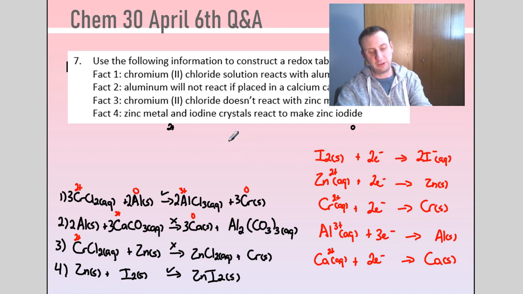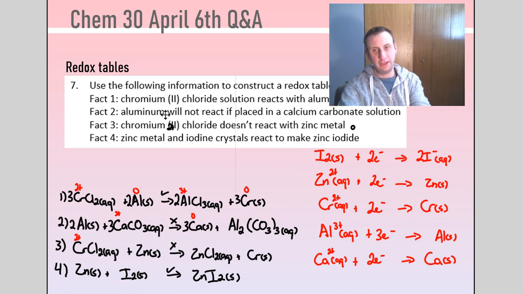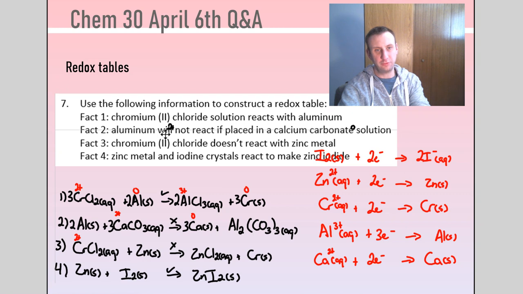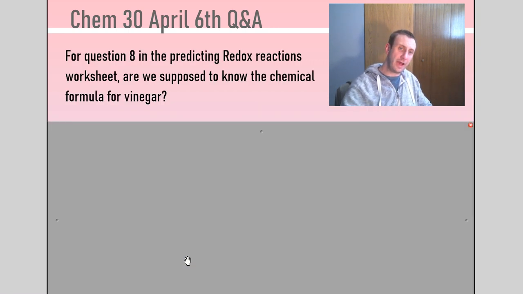Now what I can do is actually go back to my question here and just make sure, does everything match with what it should? So chromium 2 chloride reacts with aluminum. Chromium 2, aluminum. It's downhill. It's spontaneous. Aluminum will not react if placed in calcium carbonate. Aluminum, calcium ion, it's uphill. That's non-spontaneous. Chromium 2 chloride doesn't react with zinc. That is uphill. That's non-spontaneous. And zinc metal and iodine react. That's downhill. That is spontaneous. So far, so good on that.